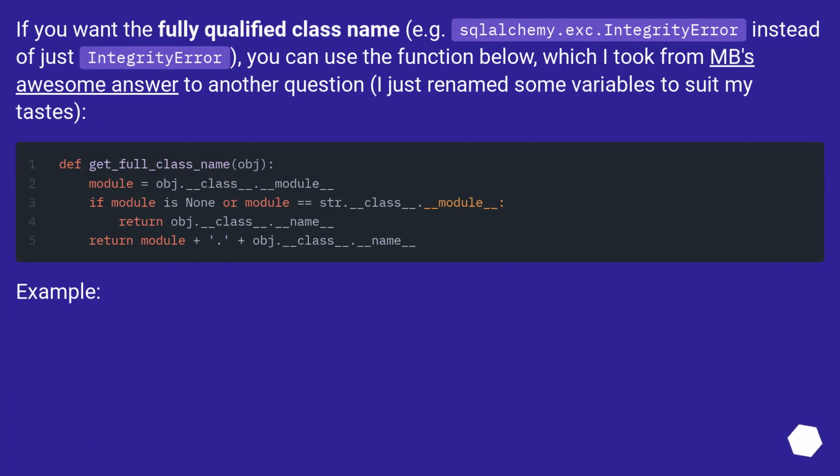if you want the fully qualified class name, for example sqlalchemy.exc.IntegrityError instead of just IntegrityError, you can use the function below, which I took from MB's awesome answer to another question. I just renamed some variables to suit my tastes. Example.